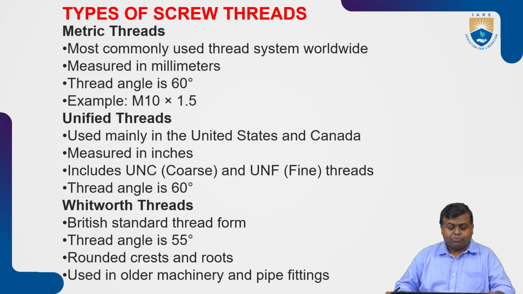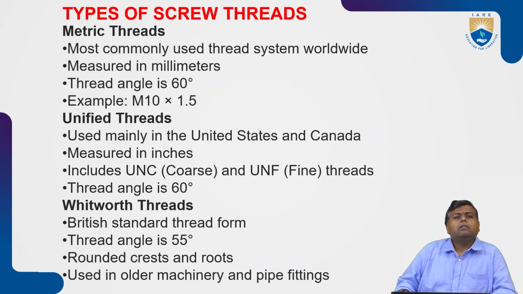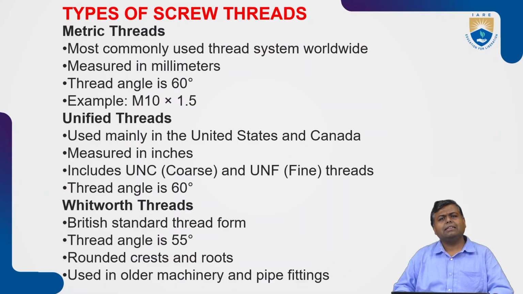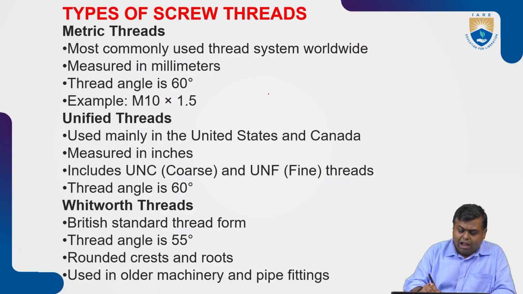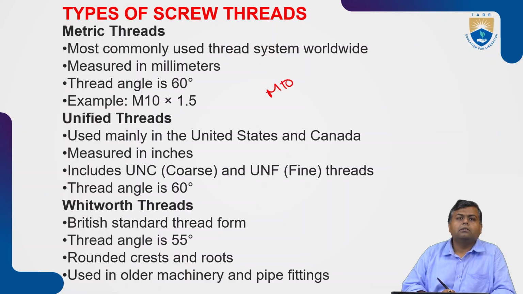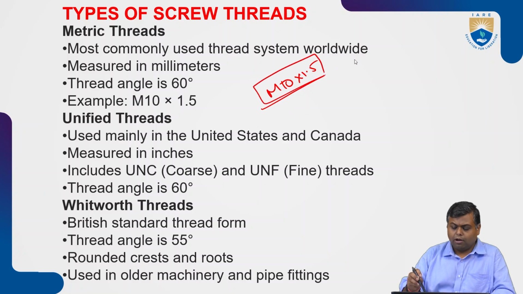So let us see one by one. The first one is metric threads, which are the most commonly used thread system in the world. So these are measured in millimeters and the thread angle is 60 degrees. Suppose we have M10, that is thread diameter, and which has a pitch of 1.5. So this is M10 into 1.5. It is nomenclatured in this format.